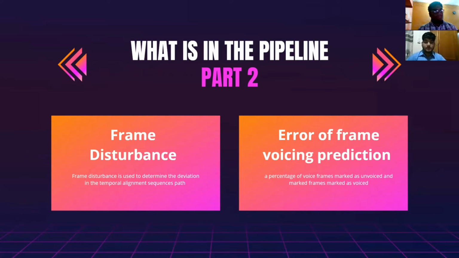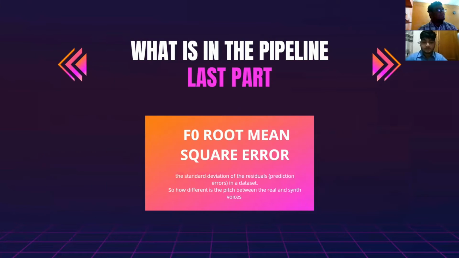The fourth algorithm in the pipeline would be error of frame voicing prediction. That gives a percentage of the number of voiced frames that are marked as unvoiced and the number of unvoiced frames that are marked as voiced. Essentially, the voiced frames correspond to sounds where you are able to feel a vibration in the vocal cords, whereas unvoiced frames do not. Next slide, please.